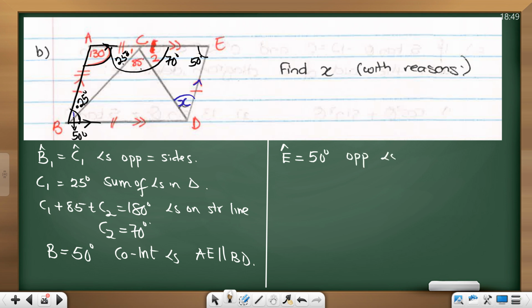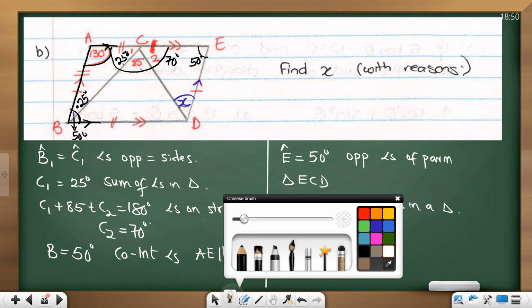All your steps, opposite angles. All your steps. Now I can consider triangle. X would be equal to what? 6. Angles in A. Co-interior. Check.